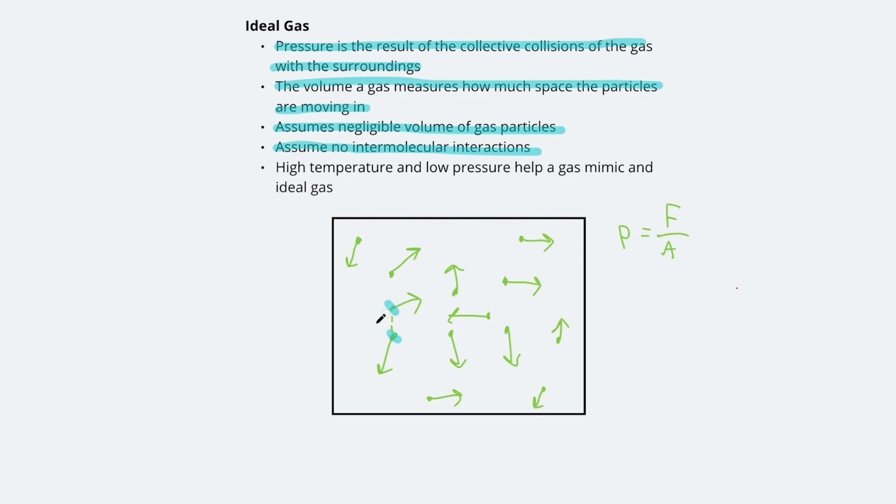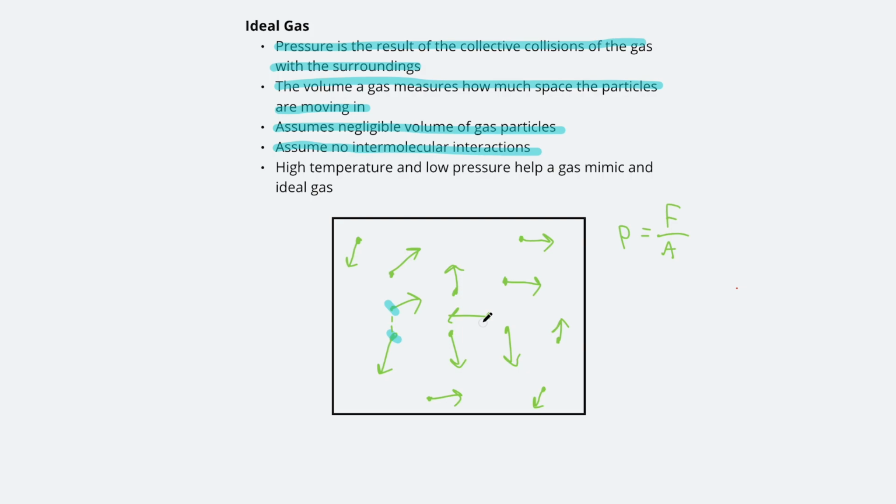So let's say with these two particles moving in opposite directions, if they were attracted to each other, it might slow them down. And then that would affect the pressure that they're exerting on the walls. So we just assume that whatever pressure is being exerted is due to molecules that are moving without any disruptions. And again, if we tried to include the intermolecular interactions, then our equation would get way, way more complicated.